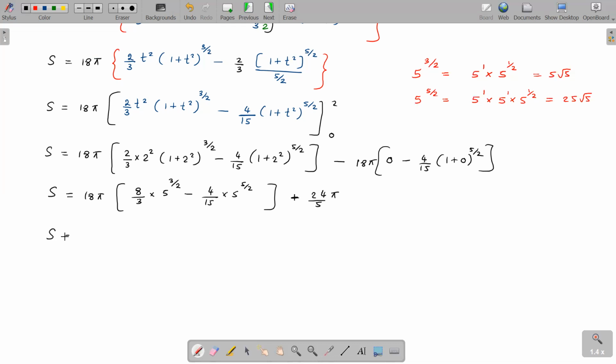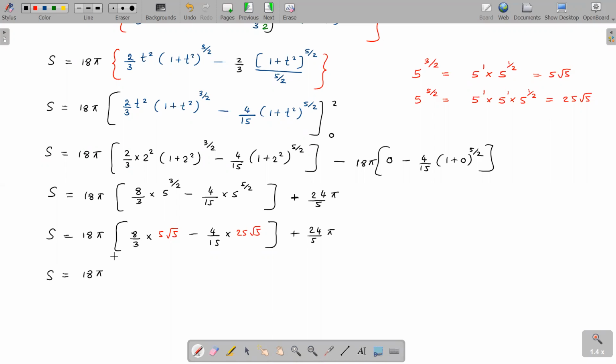Then we get the answer S equals 18 pi. Inside bracket, 8 over 3 into 5 to the power 3 over 2 is 5 root 5. Minus 4 over 15 into 5 to the power 5 over 2. What do we get? That is 25 root 5. Plus 24 over 5 pi. Okay, simplify this now. How much do we get? 8 over 3 into 5 root 5 minus 4 over 15 into 25 root 5. What's the answer?